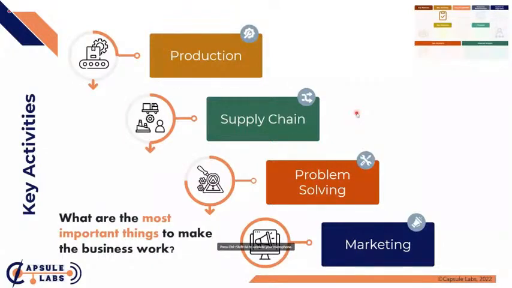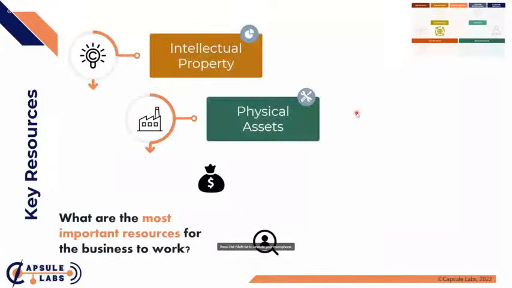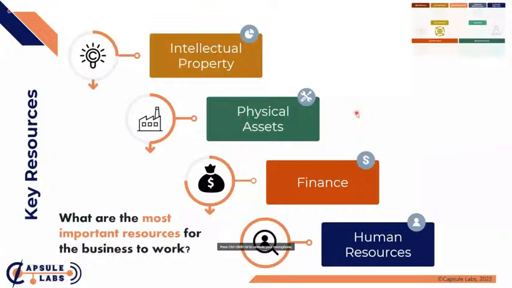Along with the key activities, you also have your key resources. What are the most important things that you need for your business to work? Is it that you need patents, trademarks, copyrights, or other forms of intellectual property that will help you make a better product? Or is it more of physical resources, whether you need an office space, a factory floor, or a shop floor? Or is it that you need money and capital in order to do your business? Or is it that you need people to do your business? So what are the most important things for your business to work?